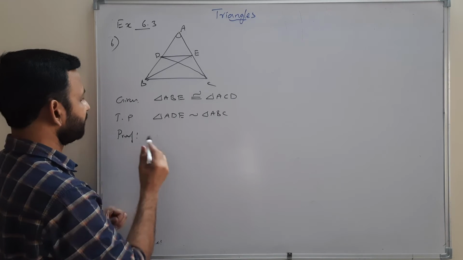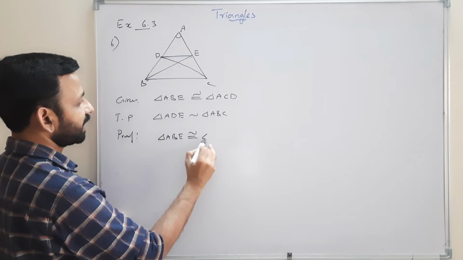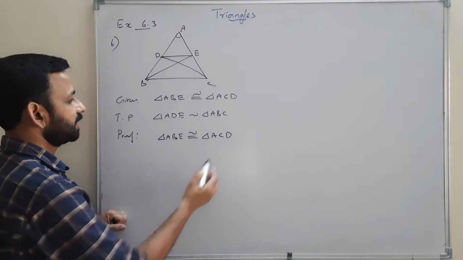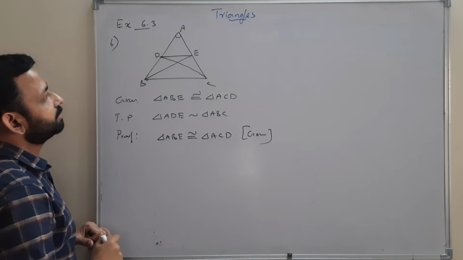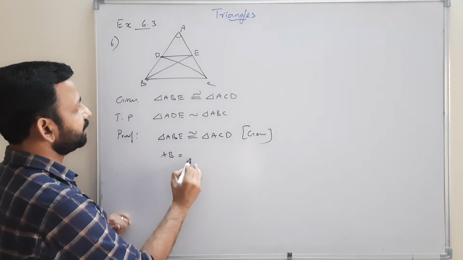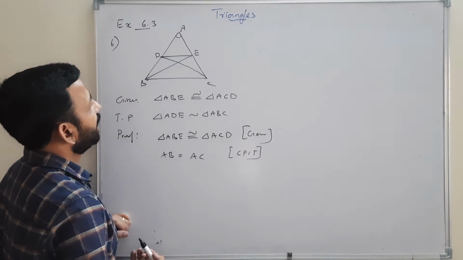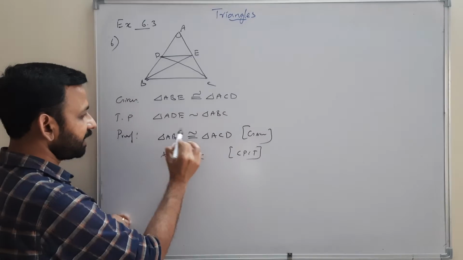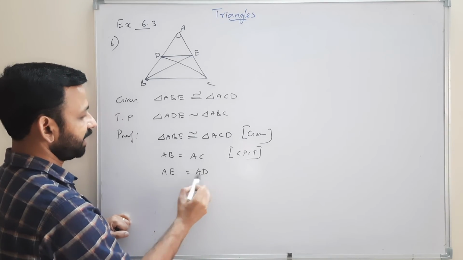So the given condition we can write first. Triangle ABE congruent to triangle ACD. Given. If they are congruent, then corresponding sides are equal. AB equal to AC, CPCT. And similarly we can write AE equal to AD. They are also corresponding sides. AE is equal to AD.